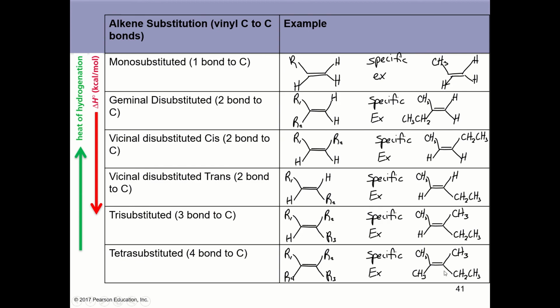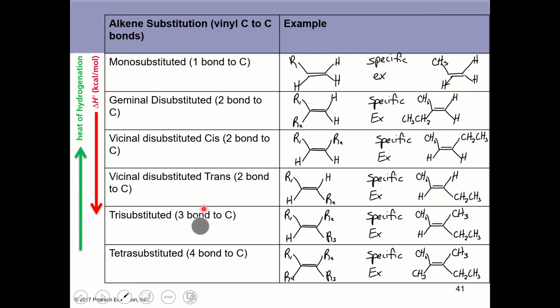So vicinal disubstituted trans: each vinyl carbon has 1 bond to carbon, but those bonds are in the trans or E orientation, so that they're on opposite sides of the double bond. One vinyl carbon to carbon bond at the left vinyl carbon, one vinyl carbon to carbon bond at the right vinyl carbon. And our specific example, trans-2-pentene, just showing that the 2 groups are on opposite sides and that each vinyl carbon has only 1 single bond to carbon.